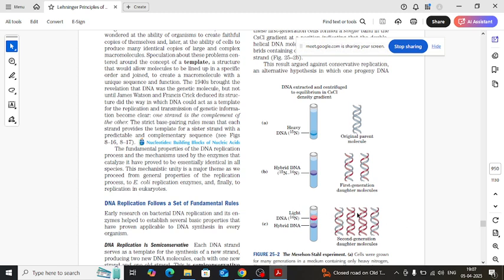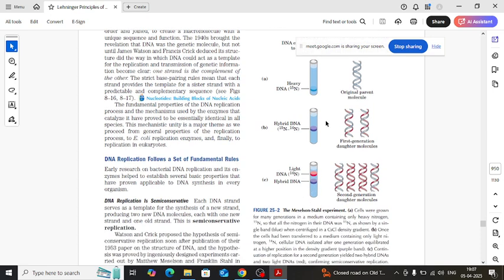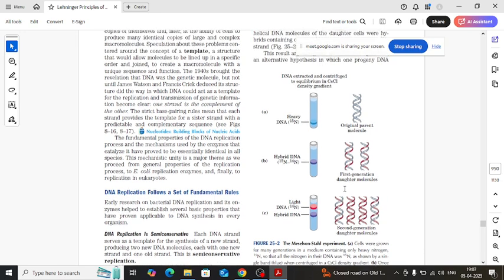So you got one hybrid DNA which is 15N 14N and another one which is 14N DNA, right, which is this one. So this experiment proved that DNA replication is semi-conservative. This is called the Meselson-Stahl experiment, right. So till now, if you have any doubt, you can ask me.